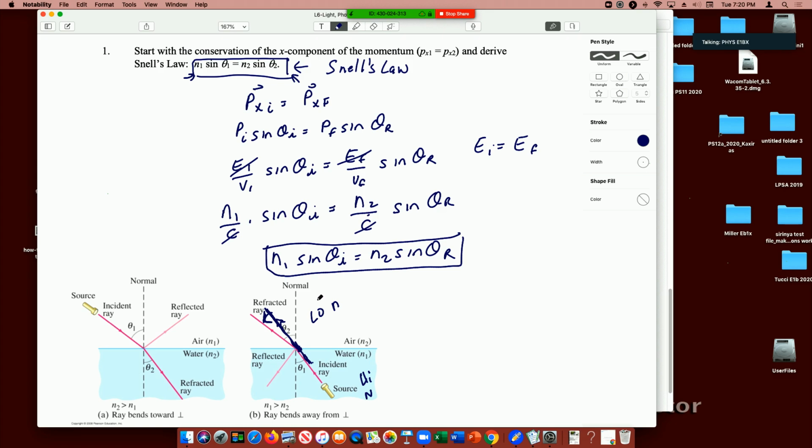Okay, so when the incident angle is what we call the critical angle, you have total internal reflection. The refracted ray is traveling along the surface, right? That is, at 90 degrees to the normal.